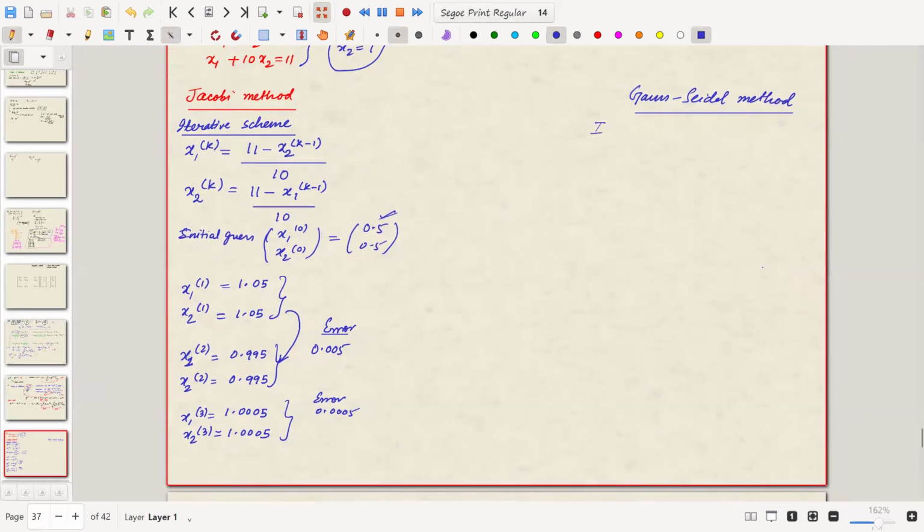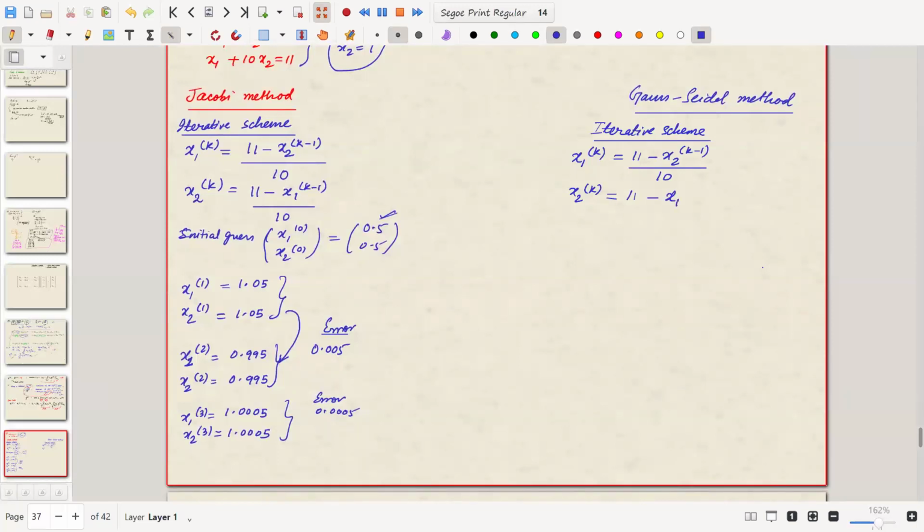What is the iterative scheme for the Gauss Seidel? Remember, Gauss Seidel likes fresh values. So everything fresh you will keep. So how will you keep everything fresh? x1 of k is equal to 11 minus x2 of k minus 1 as usual. Why? Because you don't know the fresh value of x2, because you are computing x1. Okay. Now x2 at k step is equal to 11.